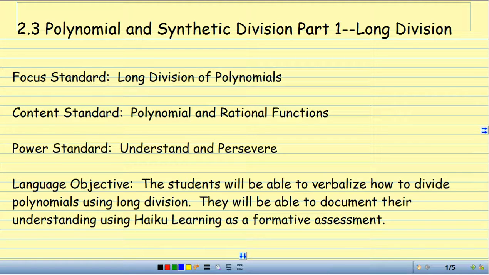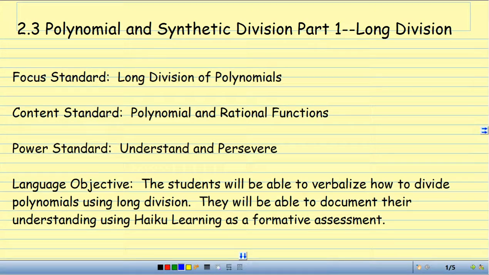We got section 2-3, Polynomial and Synthetic Division. Part 1, we're going to do long division just for today. So our focus standard, of course, is long division of polynomials. Our content standard, we're still doing chapter 2, which is polynomial and rational functions. And we are going to understand and persevere because, yeah, it's long division.